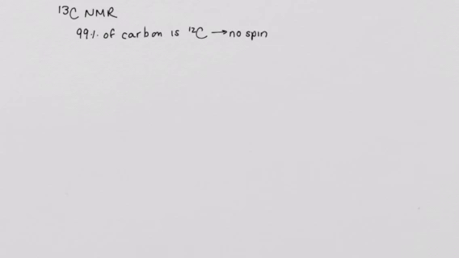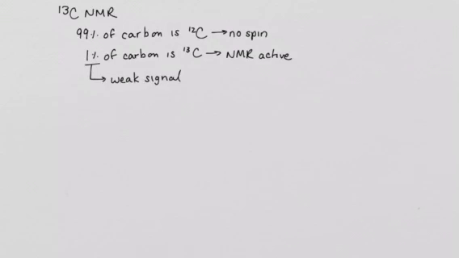1% of carbon is the carbon-13 isotope. Because this has an odd mass number, it has a spin and is NMR active. However, because it only makes up 1% of the carbon found in any given sample, the signal that we get for carbon NMR is very weak. This has some important consequences for carbon NMR, making it different from proton NMR.